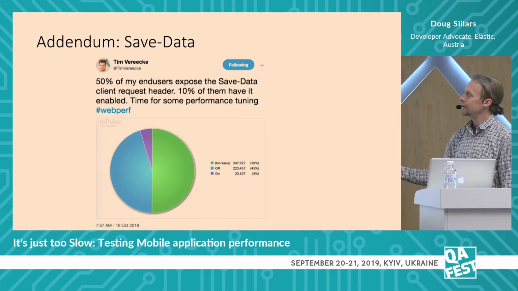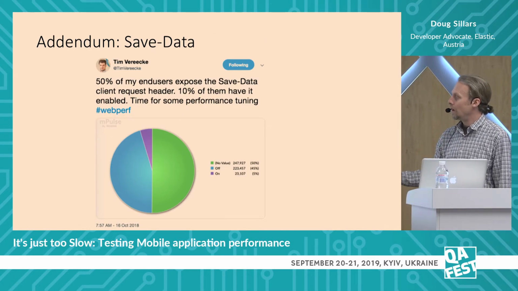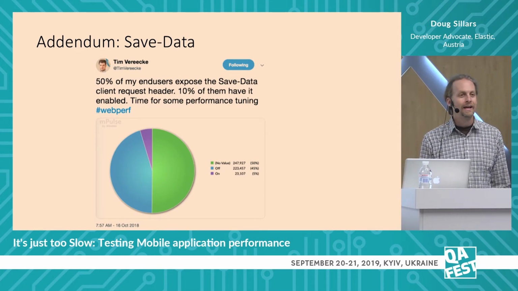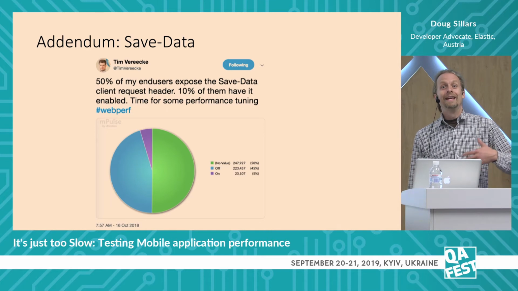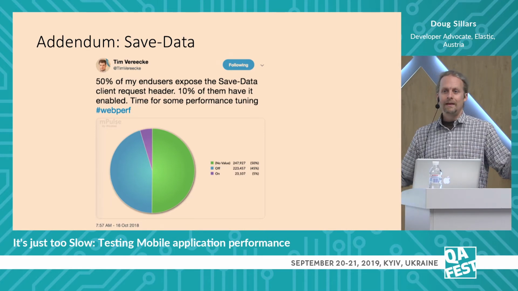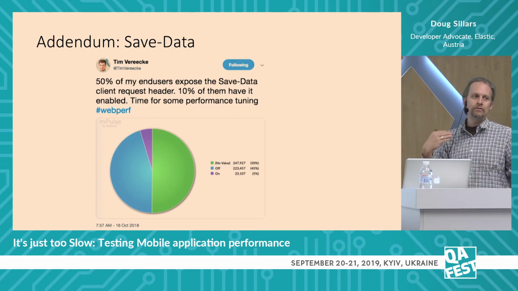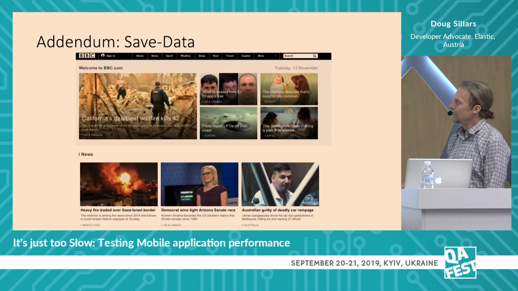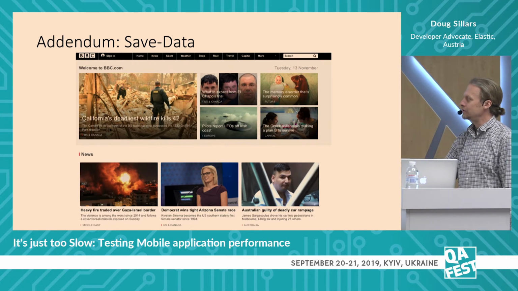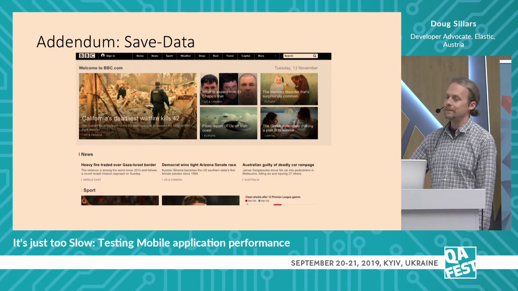The save data header, this is from October of last year, but 5% of his users have this turned on. If 5% of your customers are saying, send me less stuff, maybe serve them the next smaller image, maybe turn off videos, maybe don't animate the GIFs right away. You could imagine like the BBC webpage, you could just remove a row of the images and it would be a smaller webpage.